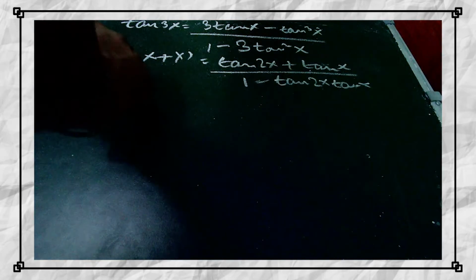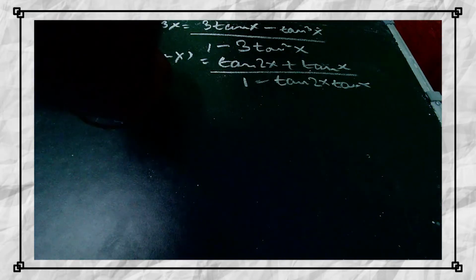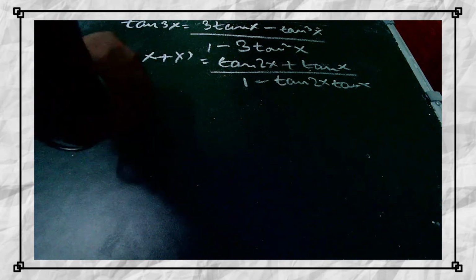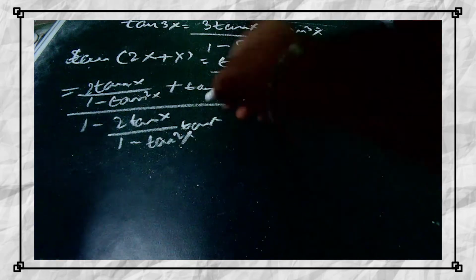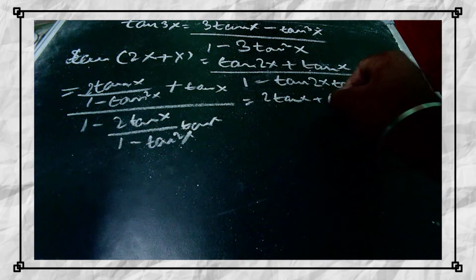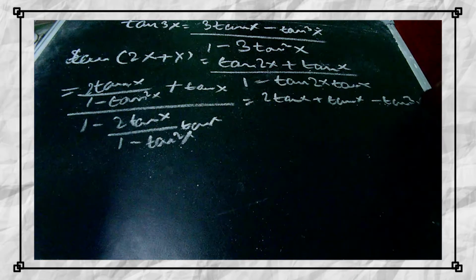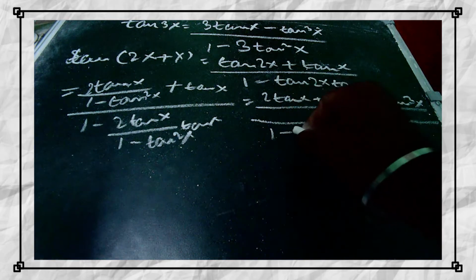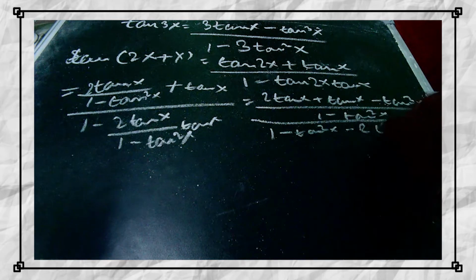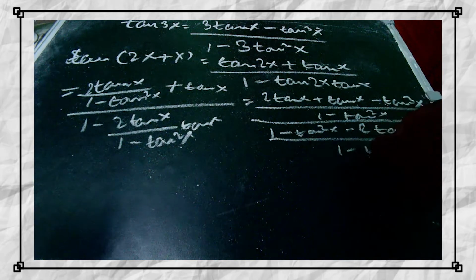Now let's simplify it. Tan of 2x is 2 tan x by 1 minus tan square x, and plus tan x, and in the denominator 1 minus 2 tan x by 1 minus tan square x into tan x. Now we will further simplify it. This will be 2 tan x plus, taking LCM, tan x into 1 minus tan square x, that will be tan x minus tan cube x, and all divided by 1 minus tan square x, and in the denominator it will be 1 minus tan square x minus 2 tan square x all divided by 1 minus tan square x.